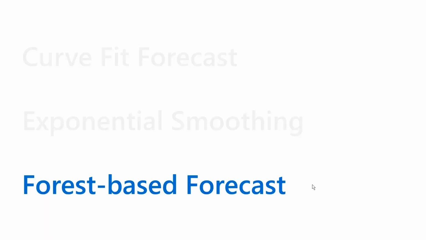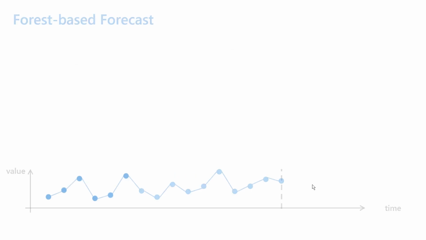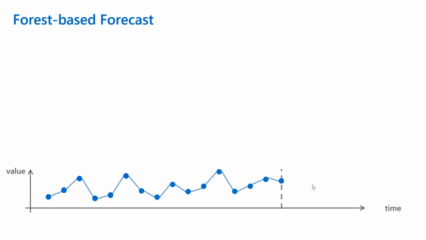The third tool is called forest-based forecast, and it can be very effective for more complex time series that may not be well described by simple curves or by seasonal patterns. As the name implies, it uses the random forest machine learning algorithm to produce a time series forecast. We're not going to go into deep details of random forests, but the principles are very similar. So if you've understood the previous tools, you'll get this one also.